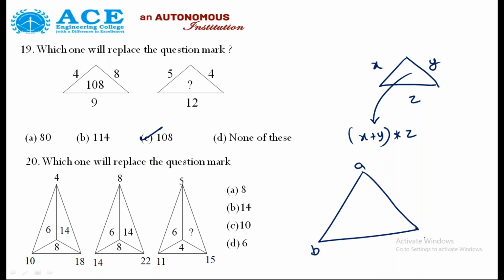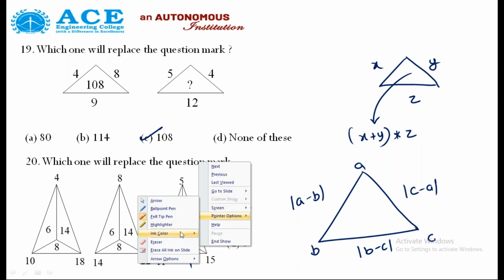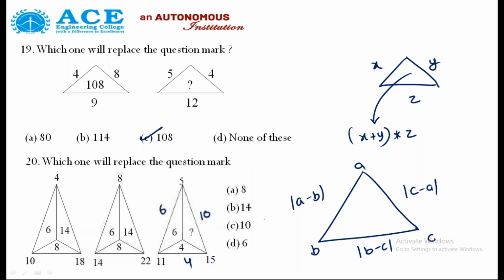It is A, B, C. This is A minus B. This is C minus A. This is B minus C. The difference is modulus. Here, yes, 10 we have to get. Here 6. Here 4. Difference, right? 15 and 5. Sorry. 15 and 5 is 10. Difference between those extremes. Excellent, my dear friends.